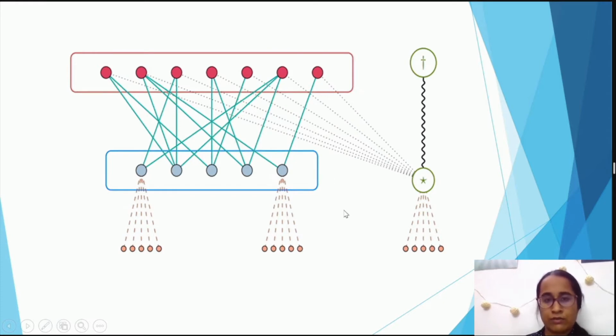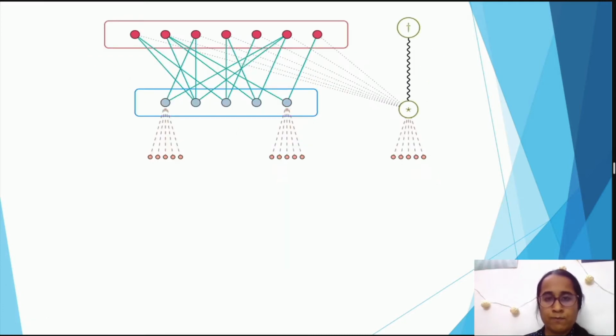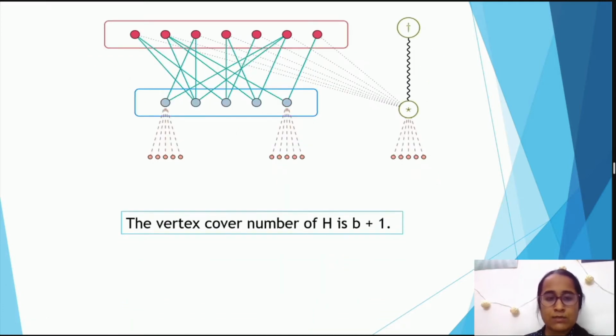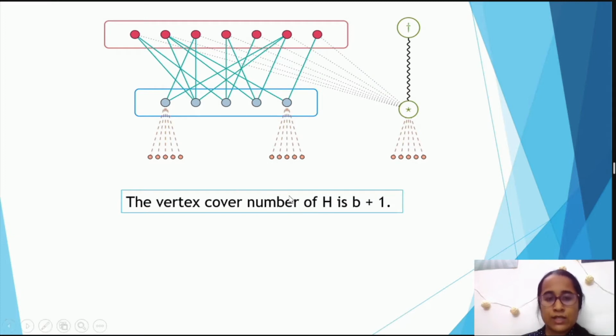This is what our graph will look like. So here are some observations. The vertex cover number of this graph H is b plus 1. We can observe that the set of blue vertices plus this universal vertex will form a vertex cover for this graph, and we can verify that we don't get a smaller vertex cover.